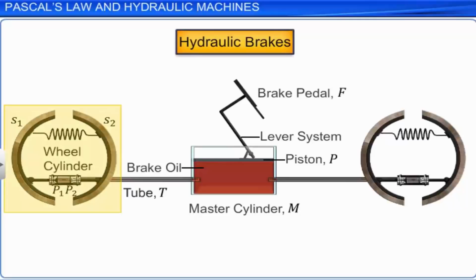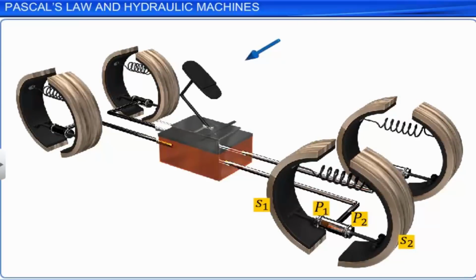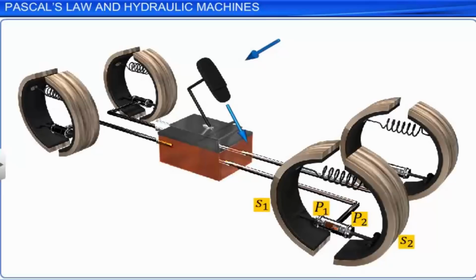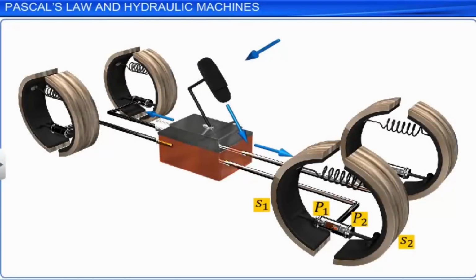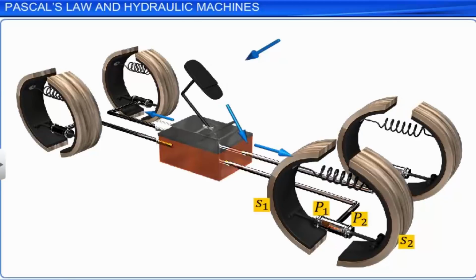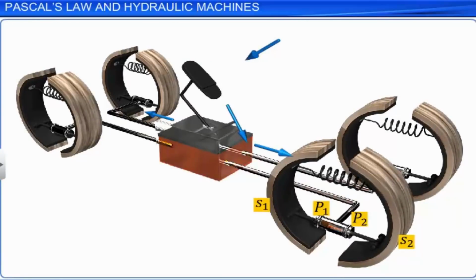When the brake pedal is pressed, the lever system operates, transferring the force to the piston P. The piston P is pushed inward, increasing the pressure in the master cylinder. According to Pascal's law, this pressure is transmitted to pistons P1 and P2 in the wheel cylinder. These pistons force the brake shoes S1 and S2 to move away from each other, which in turn press against the inner rim of the wheel. Hence, the brake works and retards the motion of the wheel. When the pressure is released, the brake shoes return to their normal positions with the help of a spring mechanism.